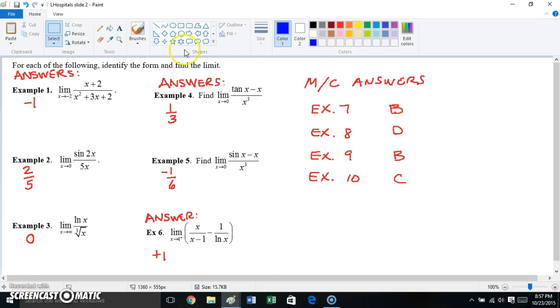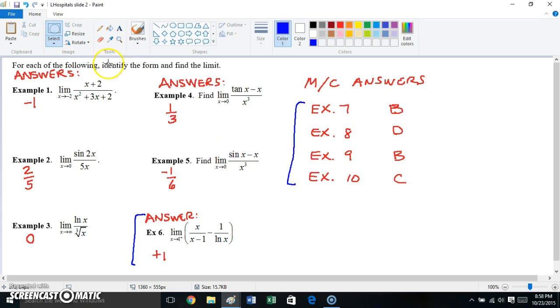Here are the answers to the L'Hopital's rule exercises. There are 6 examples that you have to work out, and then 4 multiple choice. And number 6 and 7 through 10 are on the page that talks about the indeterminate forms.